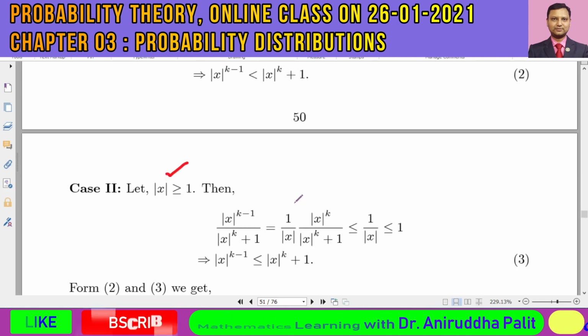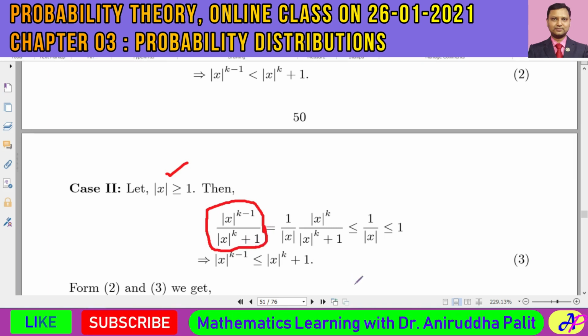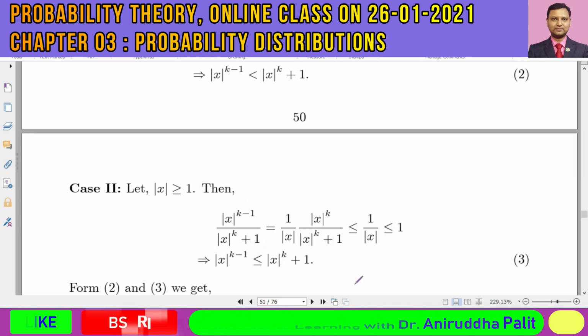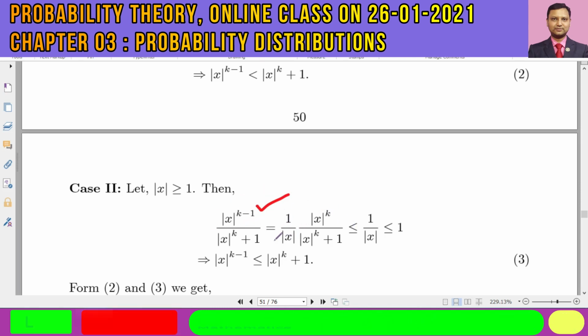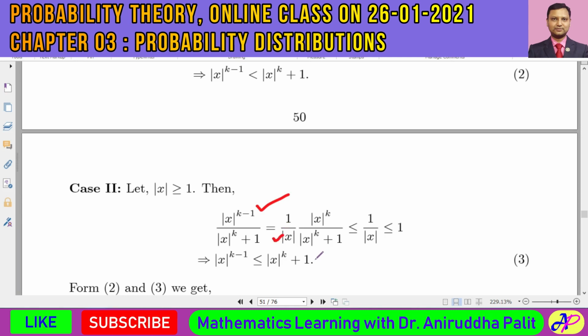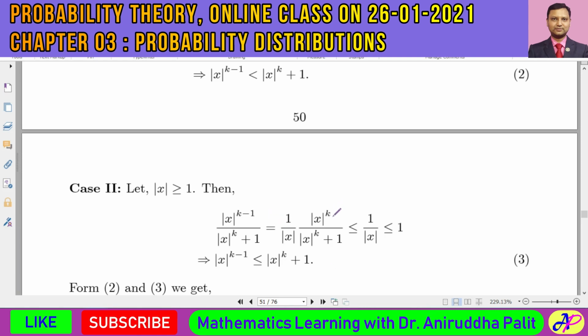If modulus of x is greater than or equal to 1, then we evaluate this ratio |x|^(k-1) divided by |x|^(k+1). We compute this ratio. We can multiply the numerator by modulus of x, and divide this expression by modulus of x. Then on the numerator you will have |x|^k divided by |x|^(k+1), this kind of expression.